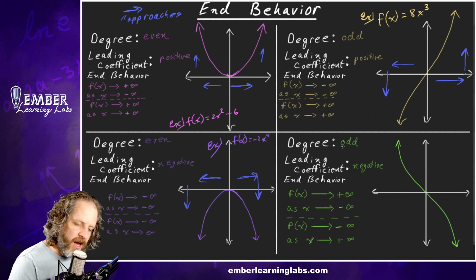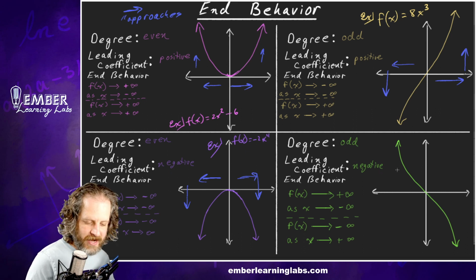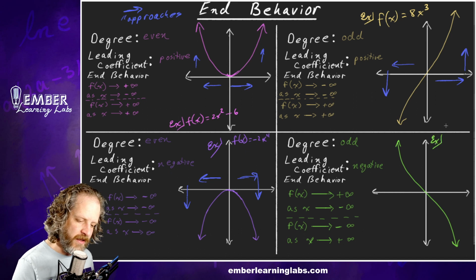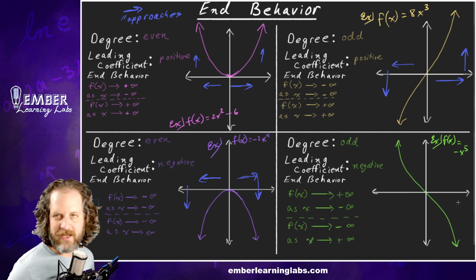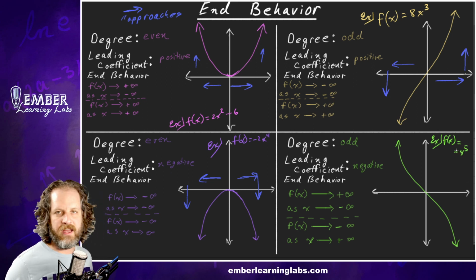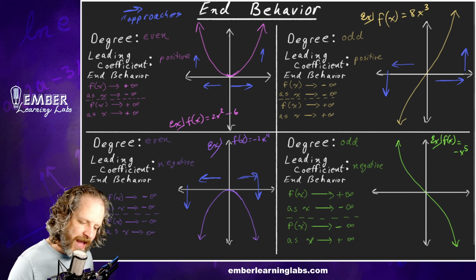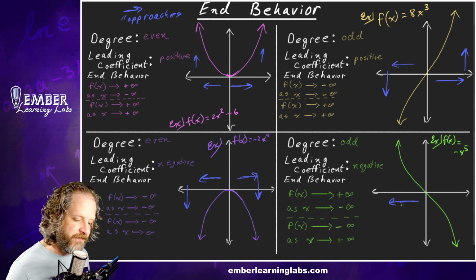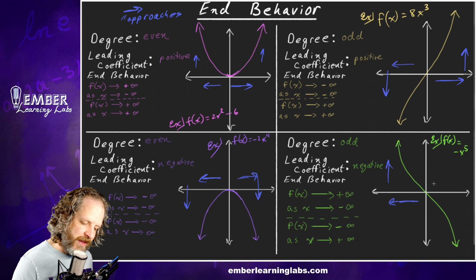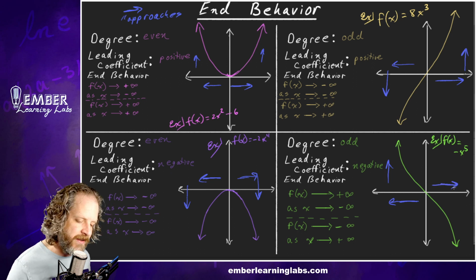Now, for an odd degree negative function, so something like f of x equals negative x to the 5th, right? Odd degree, negative leading coefficient. As x approaches negative infinity, so as x is getting lower, as we're going to the left, the function is getting bigger, so it's approaching positive infinity. So as x approaches positive infinity, so as we go to the right, the graph is heading towards negative infinity, right? So that's how end behavior works.